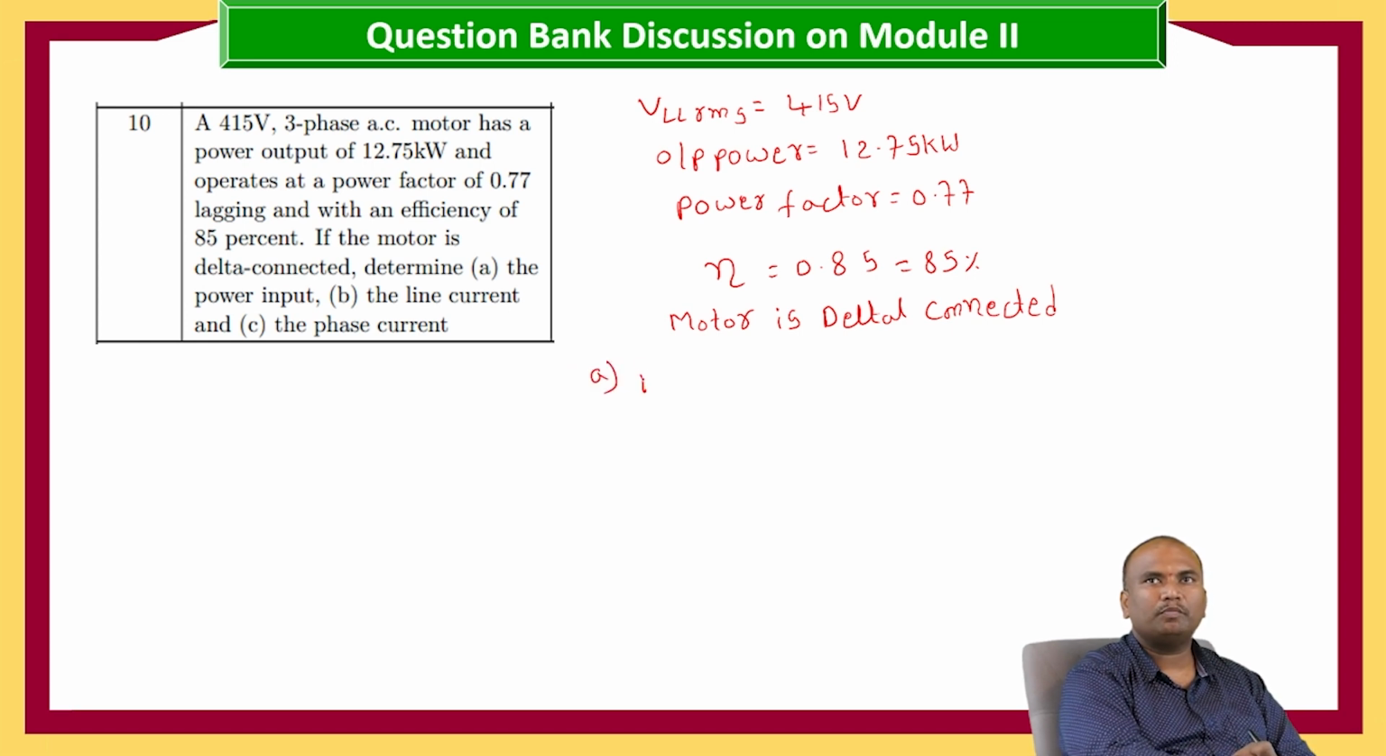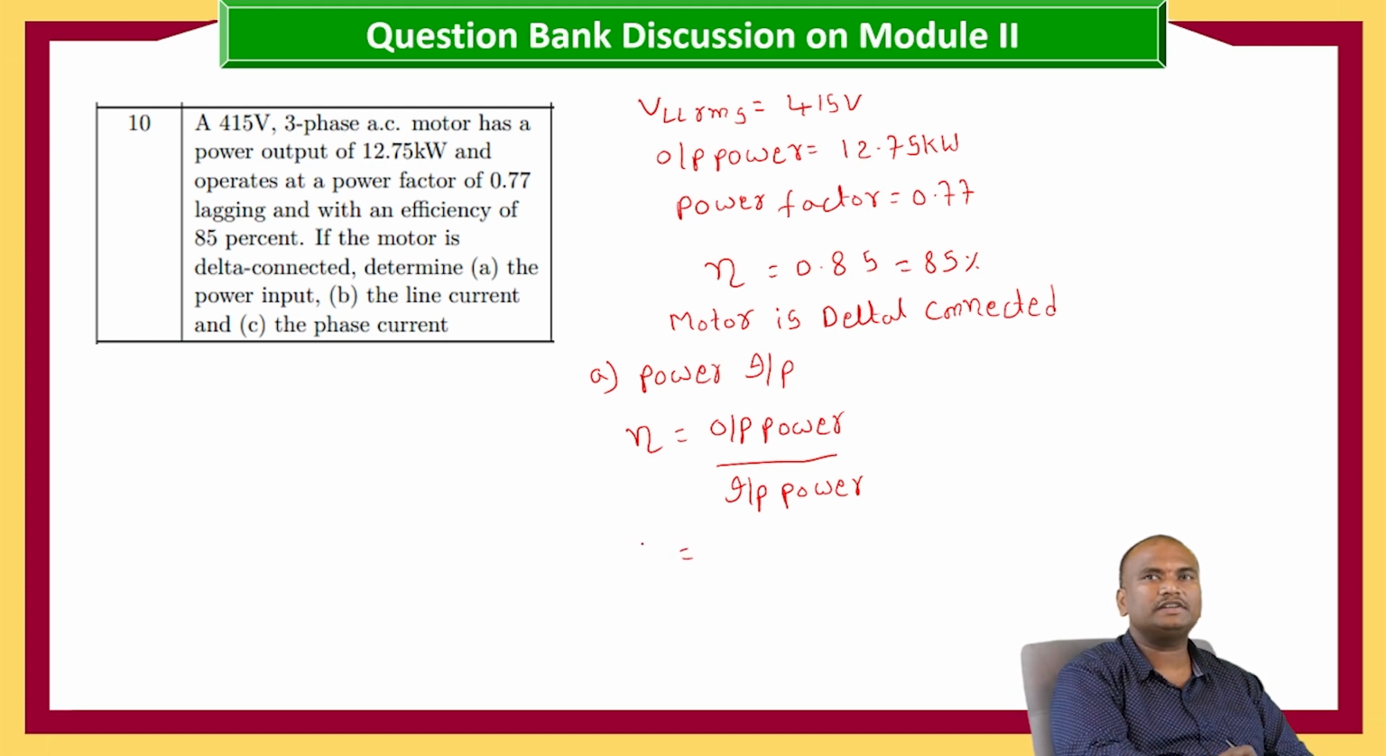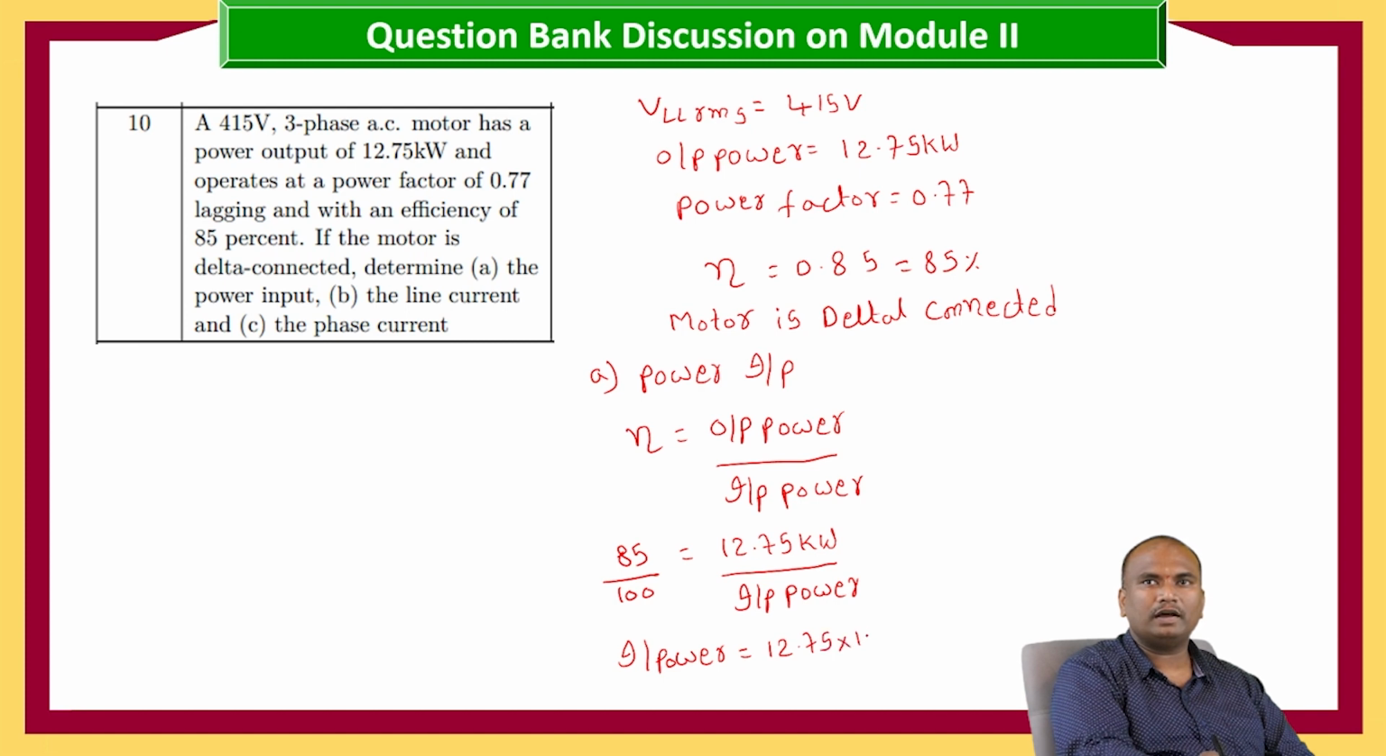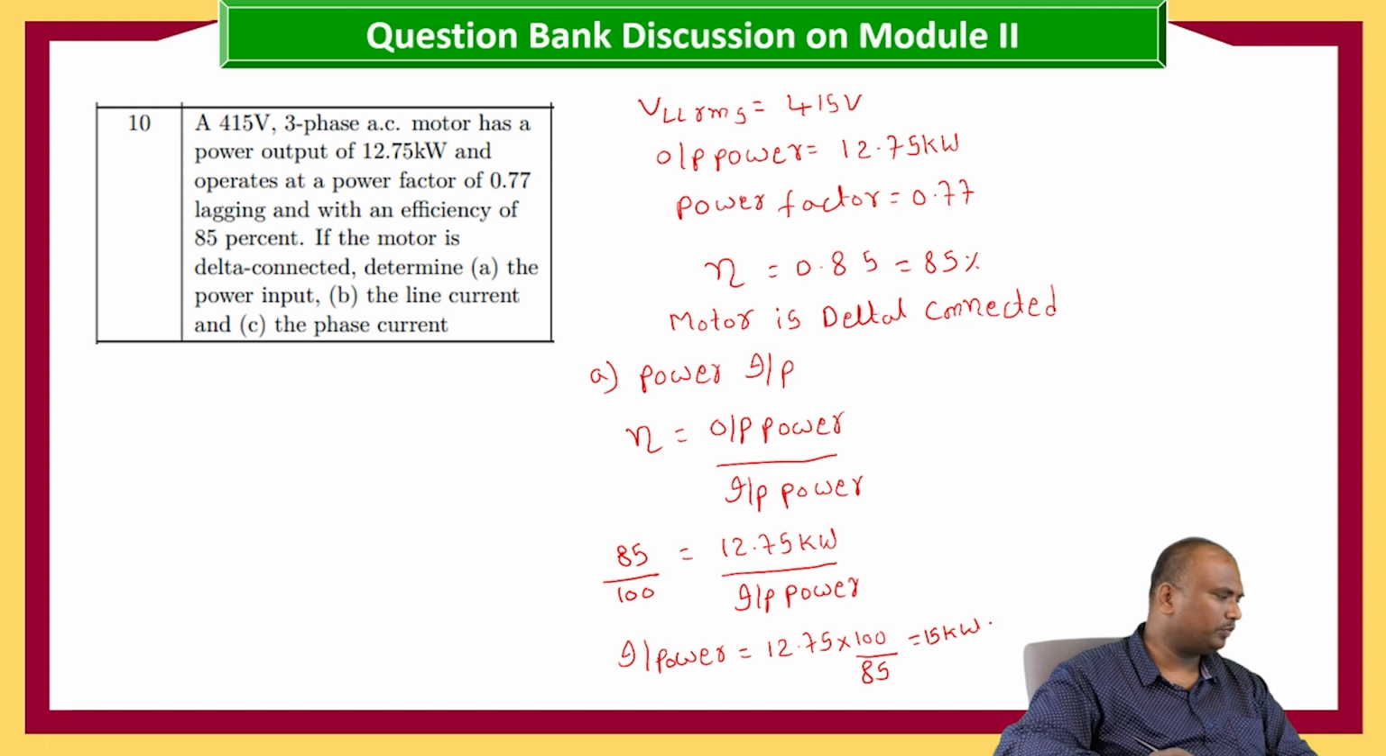The first one is power input. So efficiency is equal to output power by input power, where output power is 85 by 100 times input power, and here the output power is 12.75 kilowatts, divided by input power we need to calculate, where input power is equal to 12.75 into 100 by 85, that is 15 kilowatts. This is the input power.